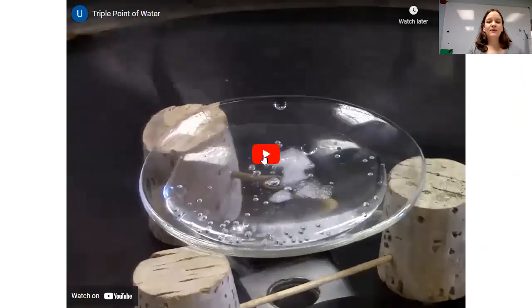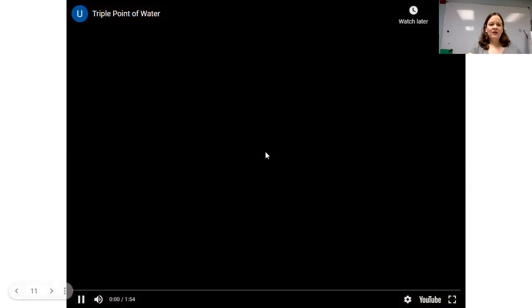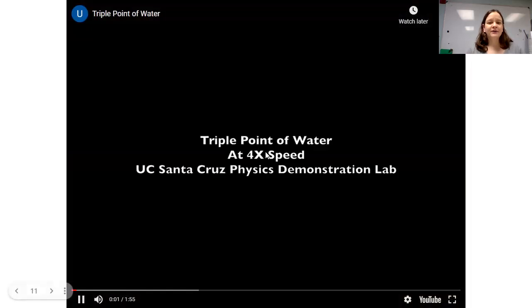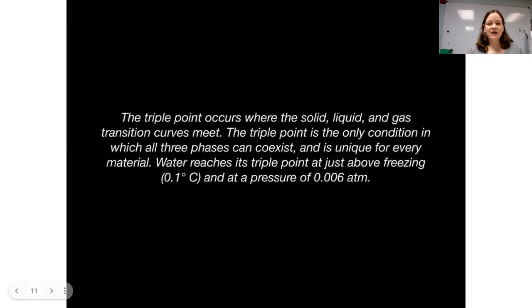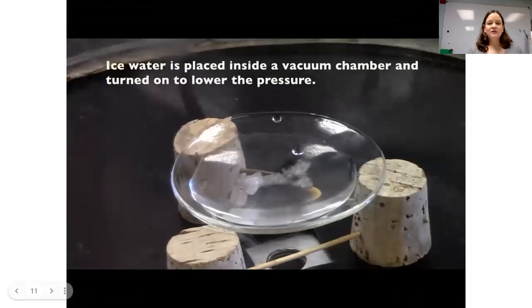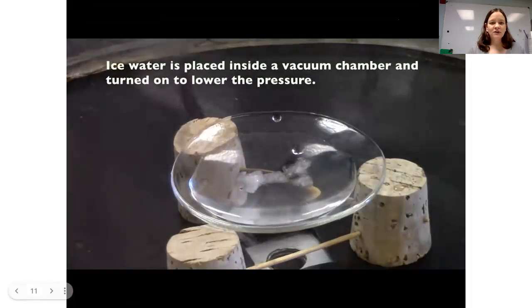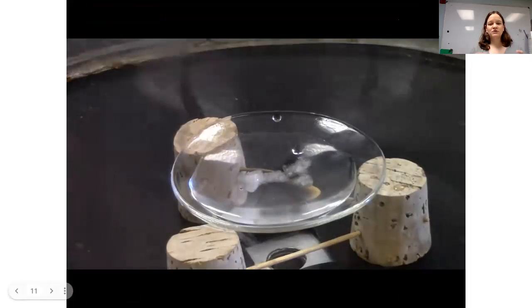So this is going to show, and I might skip through it a little bit. It's not a very long video, but it's showing the triple point of water. They've sped this up 4 times. Triple point has all 3 phases coexisting. They put ice water in a vacuum chamber and then turned on the vacuum, so they're removing the air, which lowers the pressure.